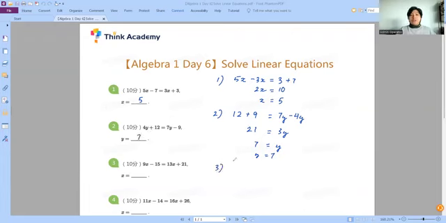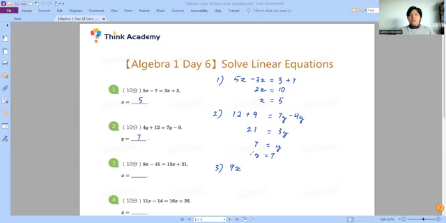Moving on to question 3 here, I have 9x minus 15 equals 13x plus 21. And right here, it doesn't matter which side I move the x terms or the non-x terms to. I'm still going to work with negative numbers, so I'm just going to move all the x terms to the left and the non-x terms to the right.